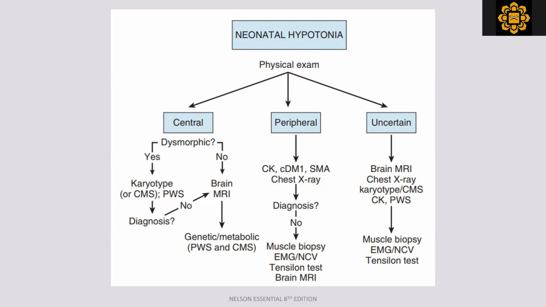If it doesn't have any dysmorphic features, then we go with, I won't say immediately go to brain MRI, but the necessary essential suggests us to do so. However, do it accordingly to our thought during that time when the child is presented. And if the patient presented with peripheral, then we do creatine kinase, we do the SMA, the spinal muscular atrophy test, genetic study, and then muscle biopsy if we don't actually have the diagnosis. And if it's uncertain, then there's a lot of tests that we can do.